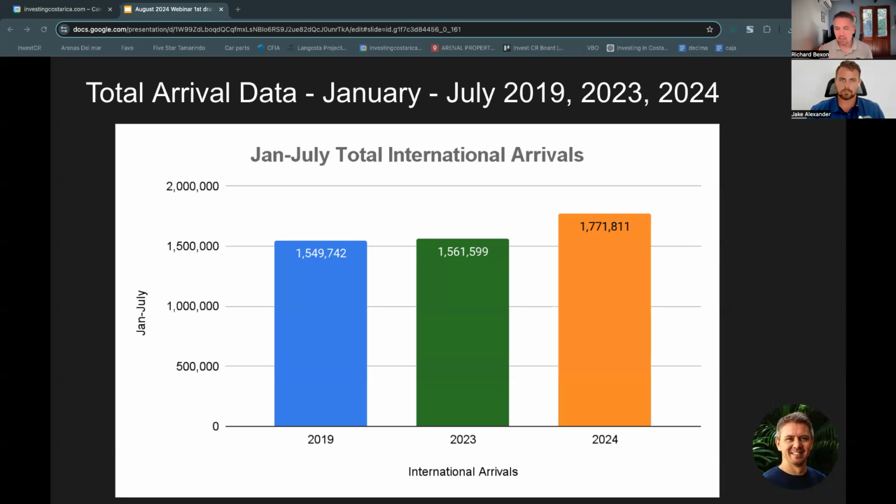More airlines are coming here. We have larger brands, Ritz-Carlton, Waldorf, etc., coming in here, and just the airlines. So these are helping to put Costa Rica a little bit more on the map.